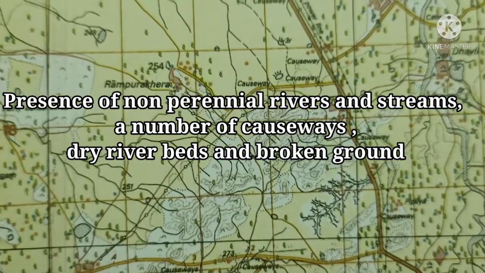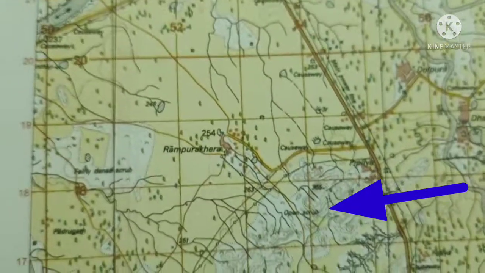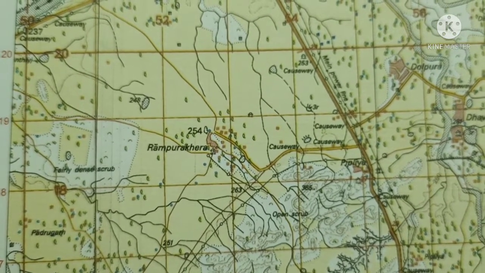You can also write there are a lot of broken grounds right here. There are so many broken grounds. So these are the reasons why the rainfall in this area is seasonal in nature.